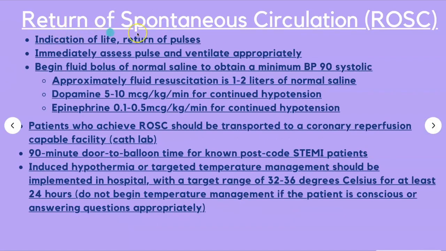If there's ROSC, or return of spontaneous circulation, so for example if you see there's a return of a pulse, you immediately assess pulse, you ventilate appropriately, you begin a fluid bolus of normal saline to obtain a minimum BP of 90 systolic. In the ACLS book, it also says lactated Ringer's would be acceptable. You want to provide approximately 1 to 2 liters of normal saline. Dopamine is 5 to 10 micrograms per kilogram per minute for continued hypotension, or epinephrine 0.1 to 0.5 micrograms per kilogram per minute for continued hypotension.